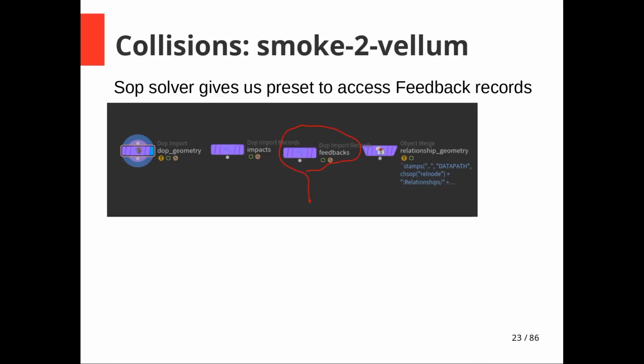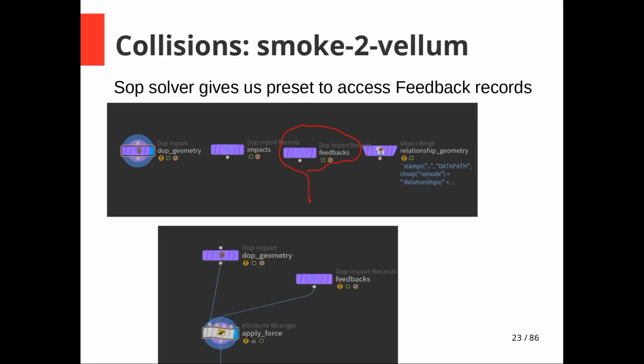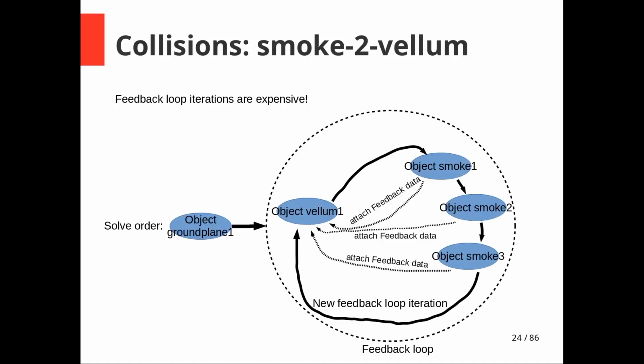But anyway, it works at least, and we can import those feedbacks as points, with force being applied to the closest vellum point. By the way, be careful here with ptnum attribute on those points, cause it shadows the built-in ptnum attribute. Now, in the subsolver with a simple wrangle over vellum points, we find closest feedbacks and apply received impulses as force. Obviously, having several feedback loops is very expensive.